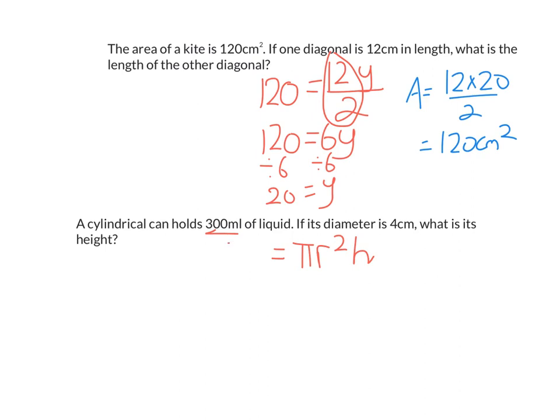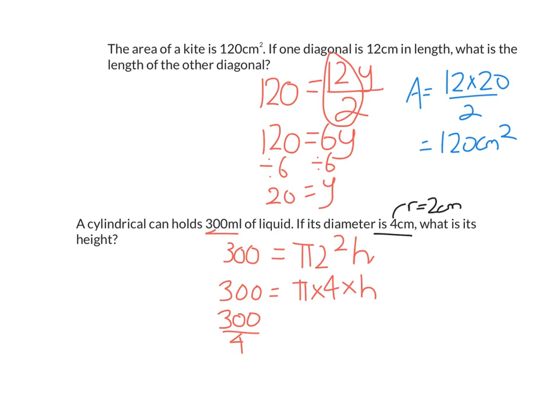Now 300 mils is 300 centimeters cubed, because remember I told you a mil and a centimeter cubed are exactly the same. And if the diameter is 4 centimeters, the radius is 2 centimeters. So I'm going to substitute here r for 2. So what I've got is 300 equals pi times 4 times h. I want to get h by itself, so I undo what's been done to h. I'm going to divide each side by 4. 300 divided by 4 gives me 75, so 75 equals pi times h.